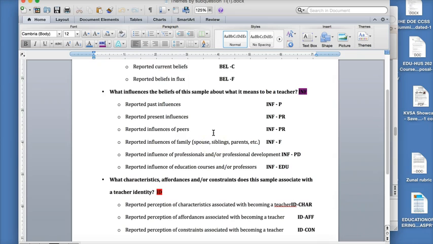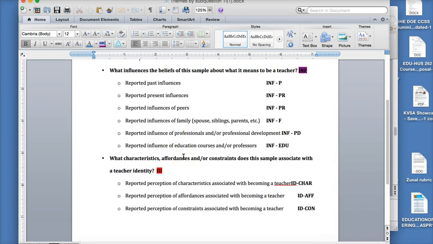Notice that I have several codes for influences. Past, present, peers, family. So remember I had a lot of family members there. Instead of coding each one separately, I just put them together. So family would include spouses, siblings, parents, anyone considered grandparents, family. Okay. And then I decided to put professionals and professional development together, but when I continue reading, if I see there's a lot here, I may want to separate those out.